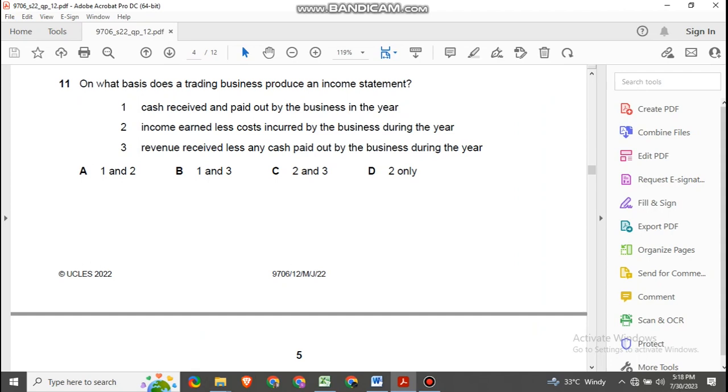And the third one is revenue received less any cash paid out by the business during the year. So here we have received the revenue, but we are also considering all the cash paid. So the correct option in your answer is option 2. And your answer is D.